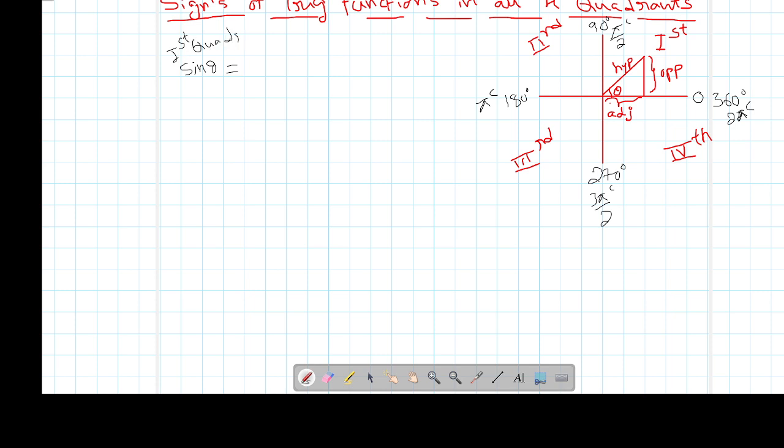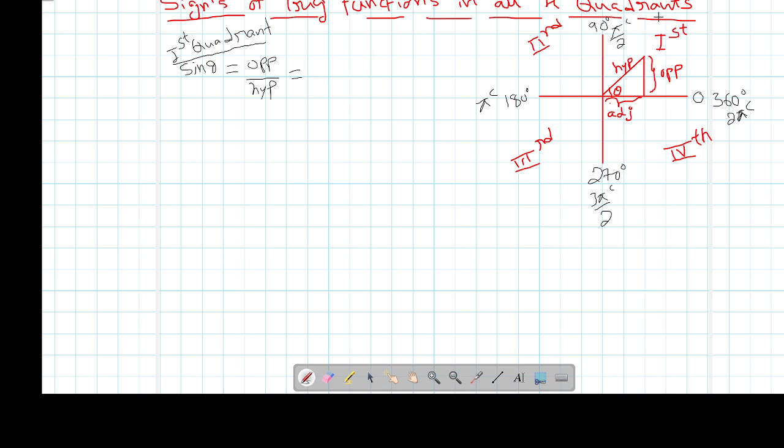The first trigonometric function is sine theta. So what is the basic definition of sine theta? It is opposite side divided by hypotenuse. You guys are already aware of this basic definition. This is opposite divided by hypotenuse.